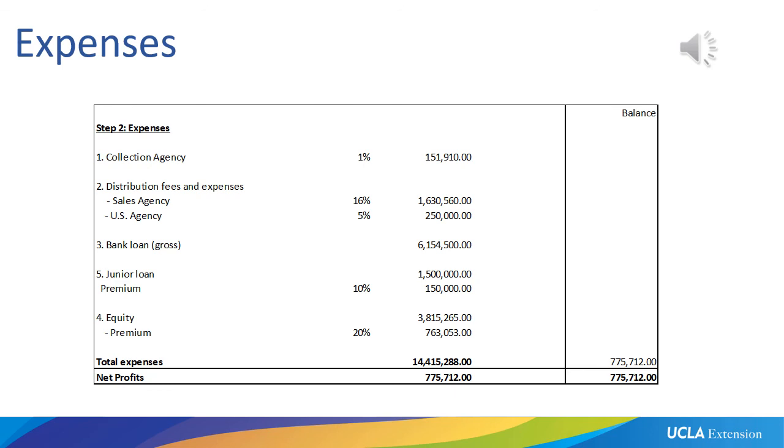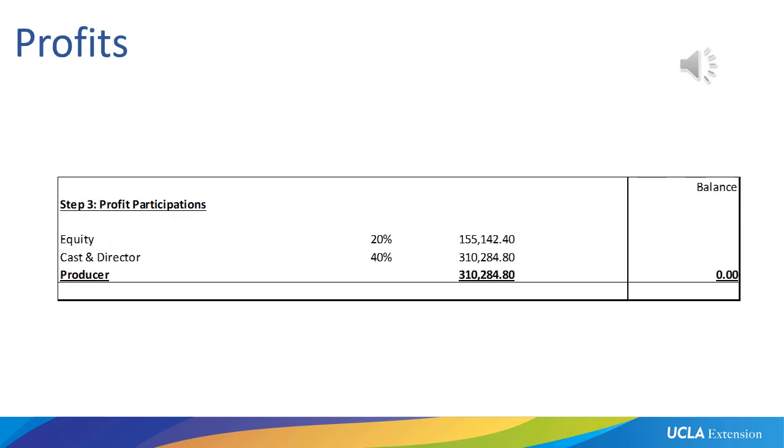Of course, we have to pay back the equity, $3,815,265, and we have to pay the premium on that amount, which would be $763,053. So when we sum up all of our expenses, we have expenses of $14,415,288. And when we deduct this from all our revenues, which were $15,191,000, we end up with a profit of $775,712.